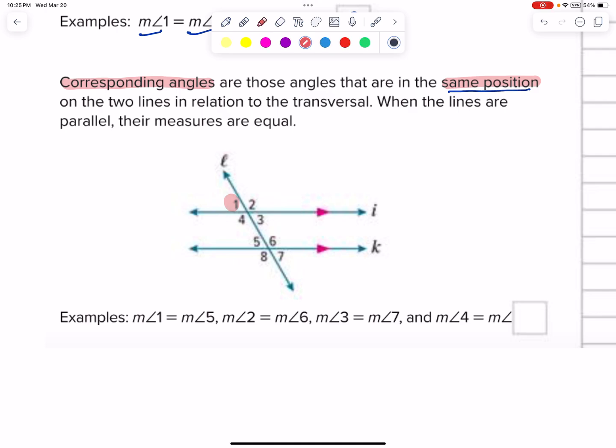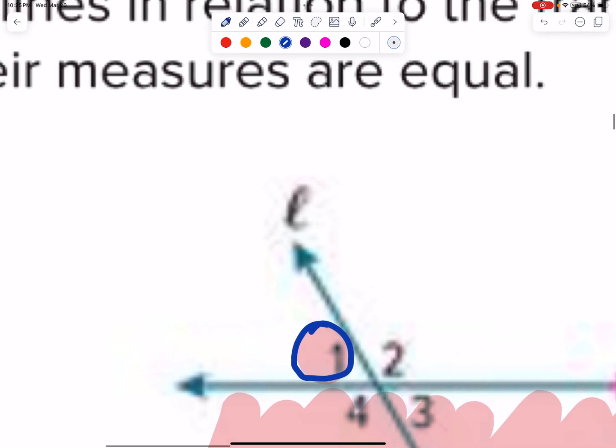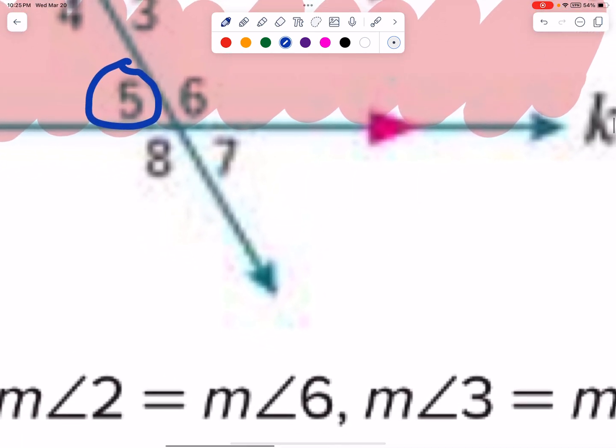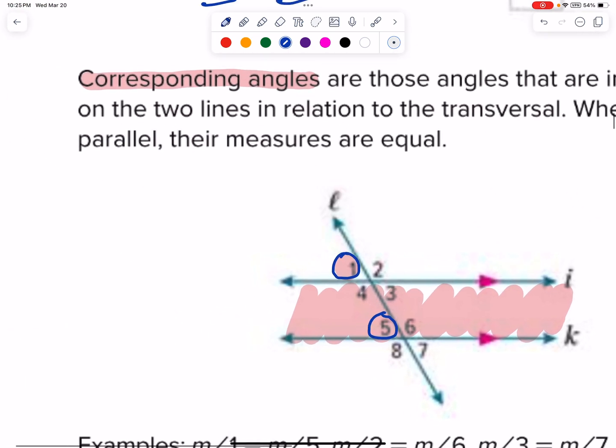So start off again, let's highlight the inside here. So here's our interior. We have angle 1, and what is in the same spot as angle 1? Well, if you look, this right here, angle 5, is in the same spot as angle 1. If I zoomed in on this, you can see it's in this top left little nook here. And if I zoomed in on this, you can see it's in the top left nook of those intersecting lines. And so that's what it means they're in the same position. It's just shifted down a little bit.